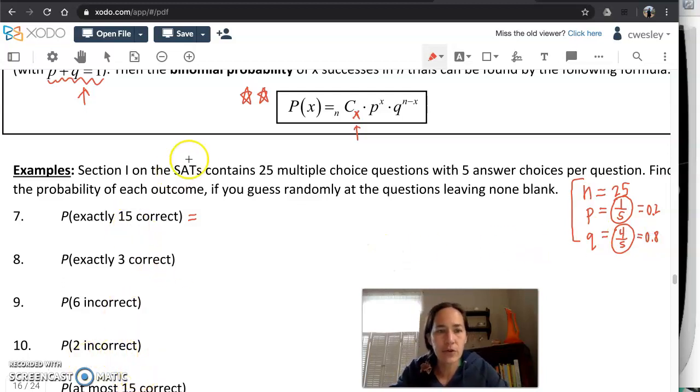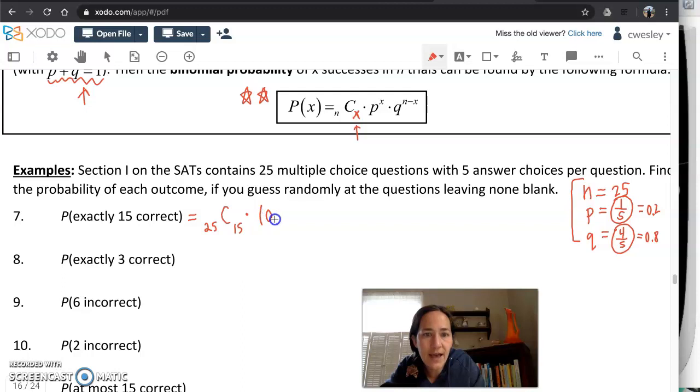What's the probability you go in and guess and you get exactly 15 correct? Okay, so here goes. Using the formula, it's nCx first. So n is 25. How many ways can you get 15 correct out of 25? So start with that combination using the formula. Probability of success, 0.2, we want to get 15 of them exactly correct. Probability of failure, right? We want the others to be wrong for some reason in this case. And it'd be 25 minus 15, to the 10th power.